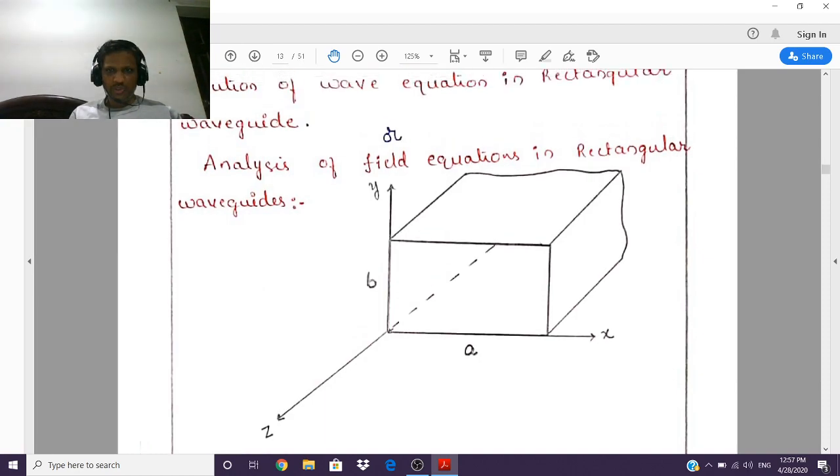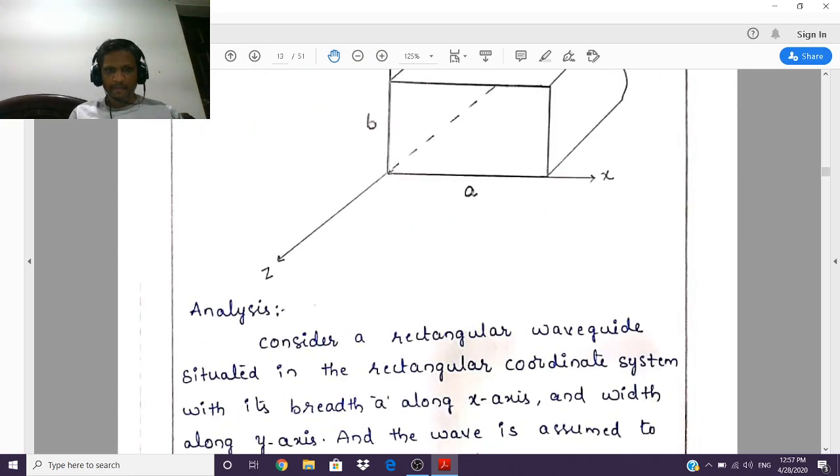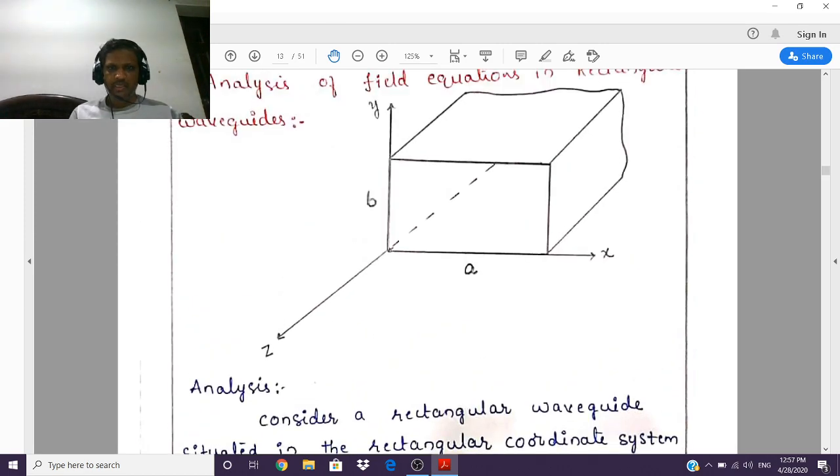So first, we should take a rectangular waveguide, which is shown and kept in the direction of Z. A is the broader wall dimension, which is nothing but the breadth, kept along the X direction. Breadth A is along the X axis and width B is along the Y axis, and the electromagnetic wave will be propagated in the Z direction, which is shown. That waveguide will be towards us. If you assume your computer screen, along that Z direction we should assume the waveguide is present.